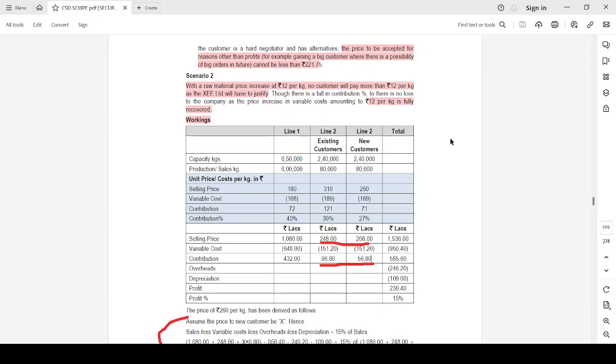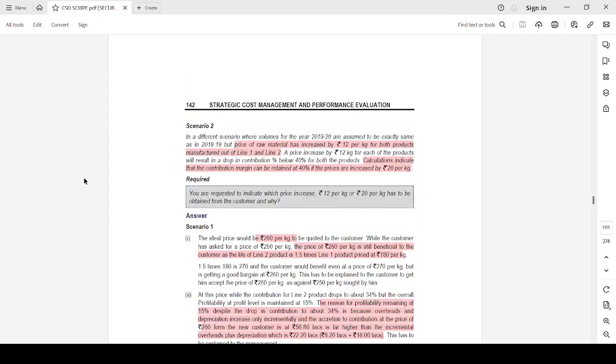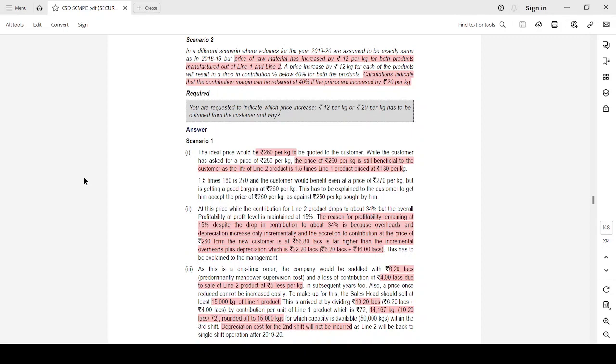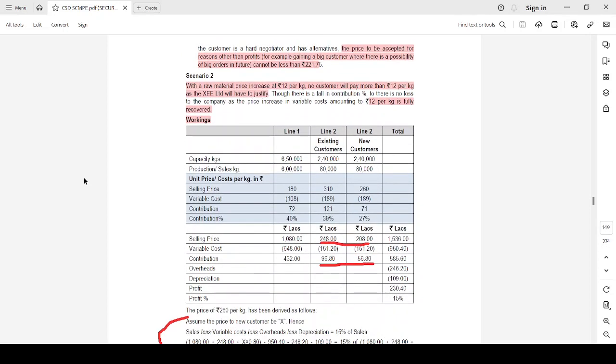33.7687, so it rounds off to about 34%, but I'm still earning a profit level of 15%. This is what the calculation shows you. Still, the profit percentage is 15%.